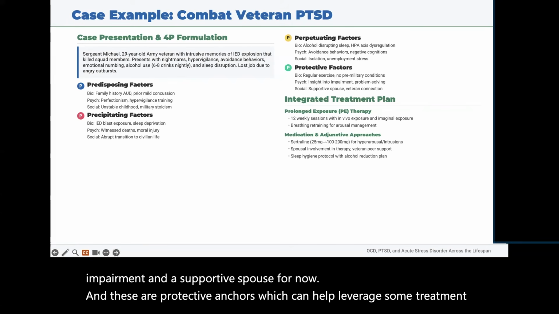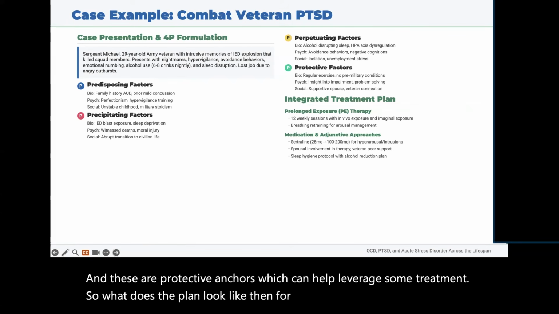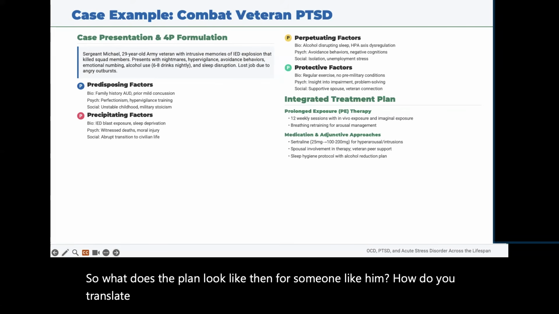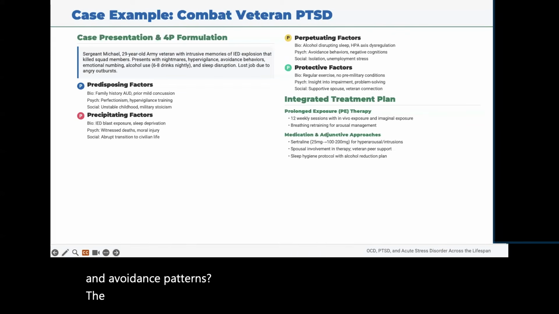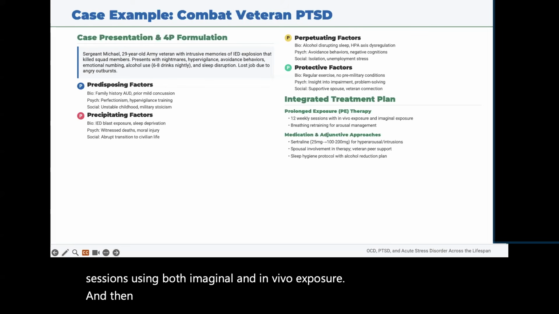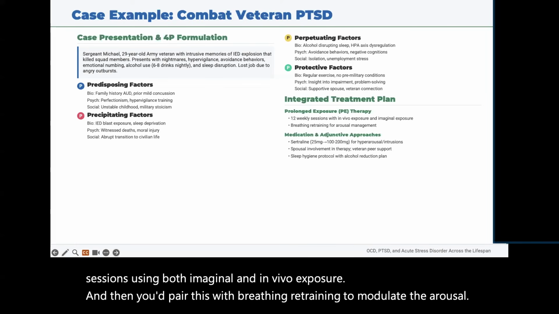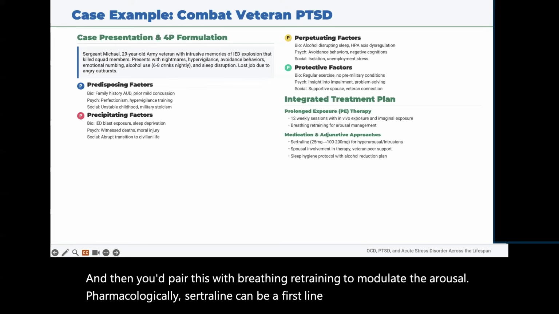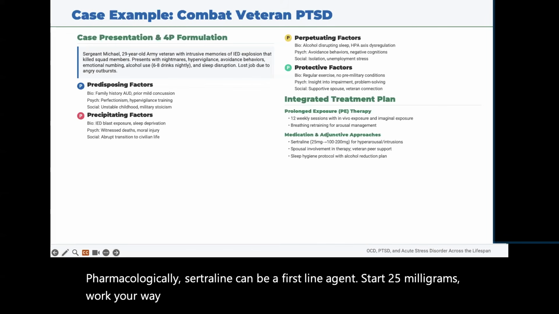So what does the plan look like then for someone like him? How do you translate this understanding to intervention? So given his re-experiencing and avoidance patterns, the anchor therapy here is going to be prolonged exposure. So 12 weekly sessions using both imaginal and in vivo exposure. And then you pair this with breathing retraining to modulate the arousal. Pharmacologically, sertraline can be a first-line agent. Start 25 milligrams, work your way up, and you can use the PCL-5 as a baseline and then tracking.